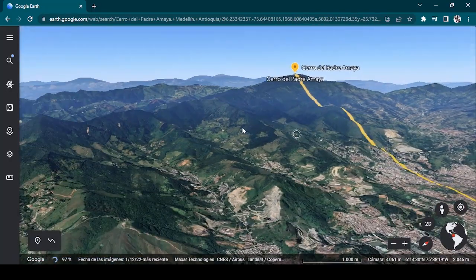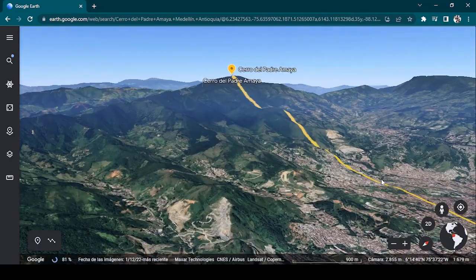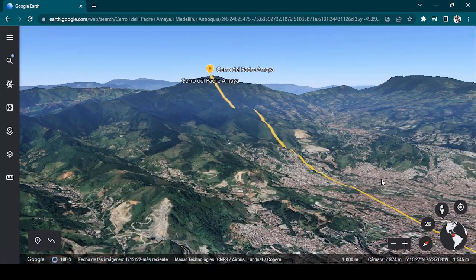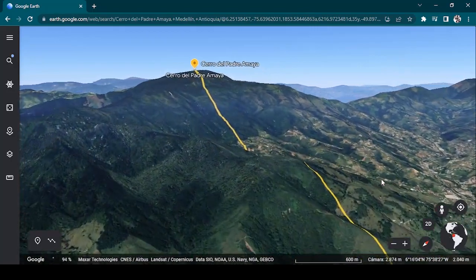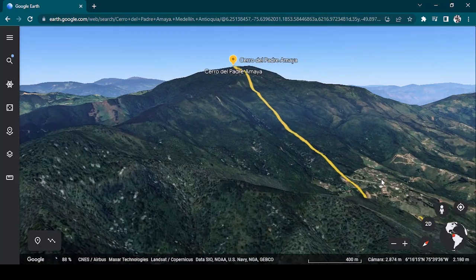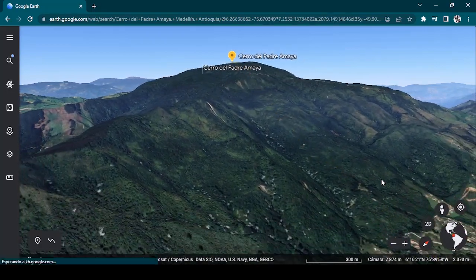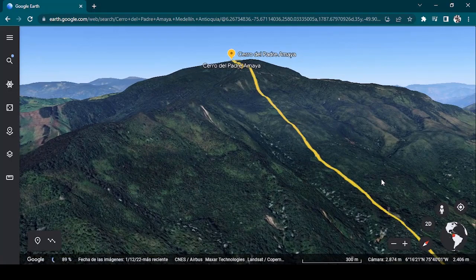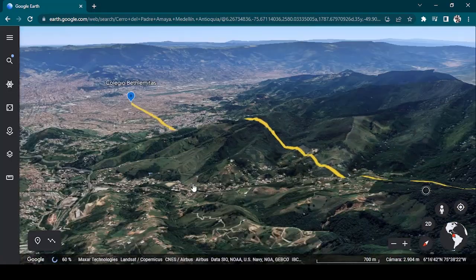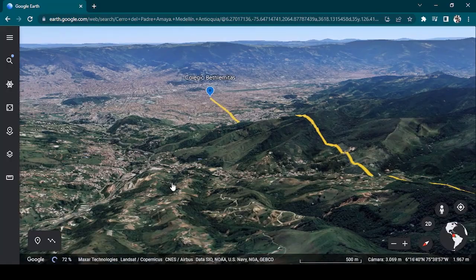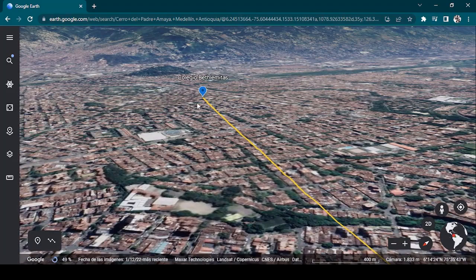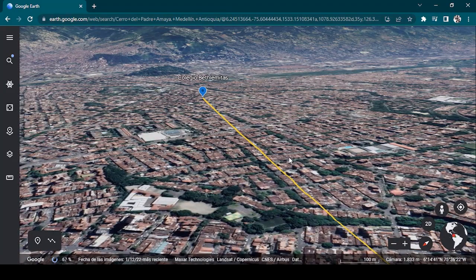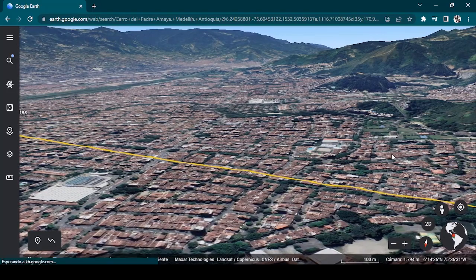We start with the microwave link, which in my case was developed with the simulation example, with the Cerro del Padre Amaya as the control point, and the other point I selected was the Belemnitas school, as you can see here in Google Earth. Okay, well, let's move to the program.